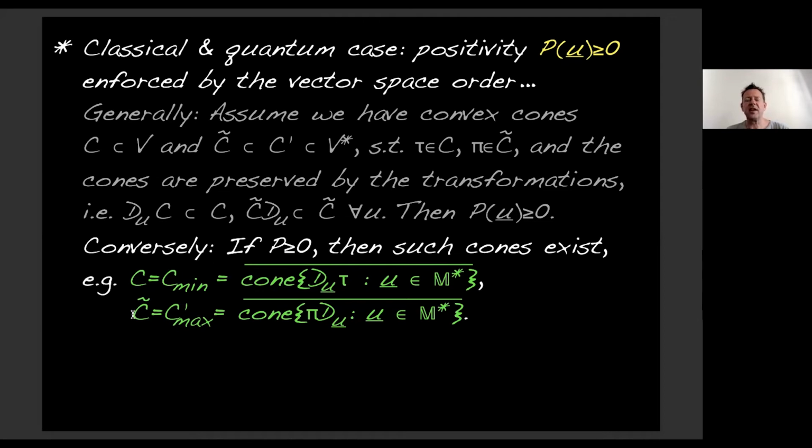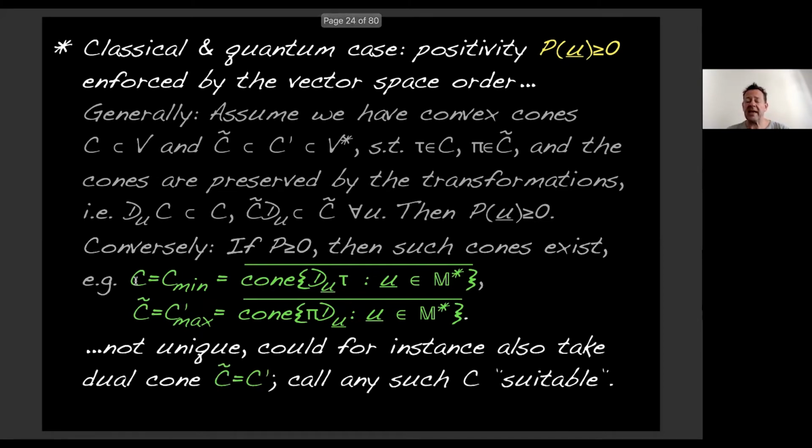So if C tilde is containing the dual of C, then we're fine. And the positivity of probability is exactly that. It guarantees that C tilde is contained in the dual of C.